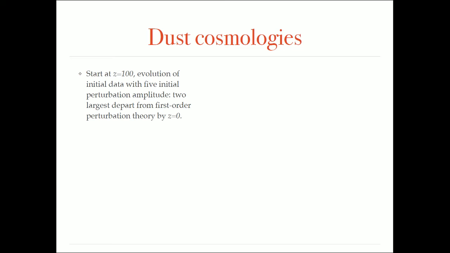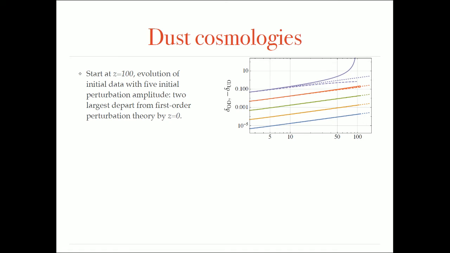cube of this universe with a perturbed fluid at z equal to 100. We evolved it all the way to z equal to 0. And we had different values of the initial density contrast. And we saw, as a matter of fact, that for small enough values of this density contrast, the result stayed very close to the result from perturbation theory, which is essentially the dashed line. And then as soon as you went up, things started departing significantly.